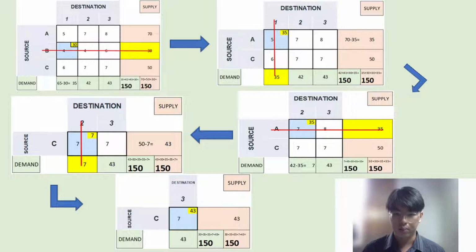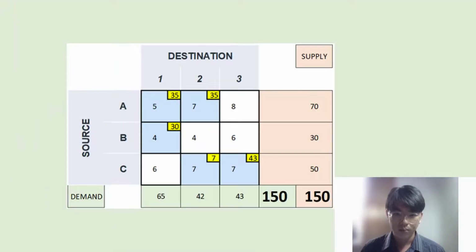Compare the demand and supply of the cell. Allocate the cell with the least value. Eliminate the column or row accordingly by striking it off. Lastly, the demand and supply will be the same, which will be allocated in the remaining single cell. The final table will be like this.